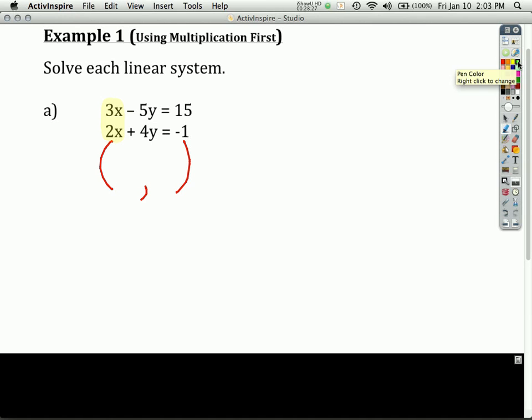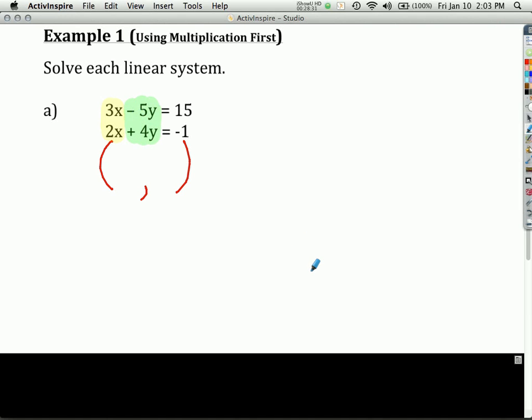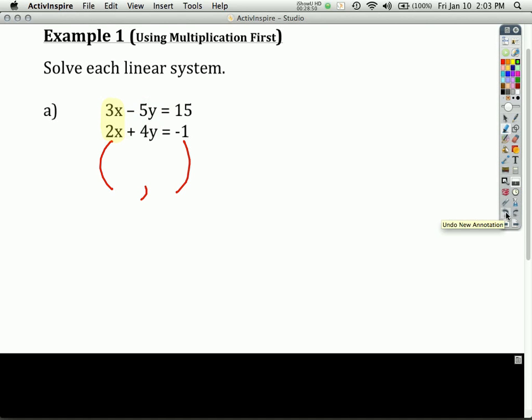Well, right now they're not. Or, if we look at the y's, they're stacked on top of each other. We'd like them to be opposites, but they're not. We need to choose one of them. You don't do both, you do one of them. So I am going to choose the x's because the numbers are a little bit smaller, might be a little bit easier. So we're going to focus just on this. And I want to turn these into opposites.